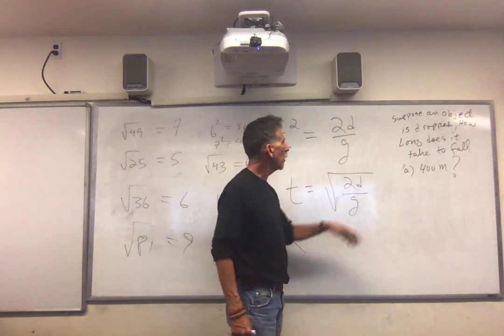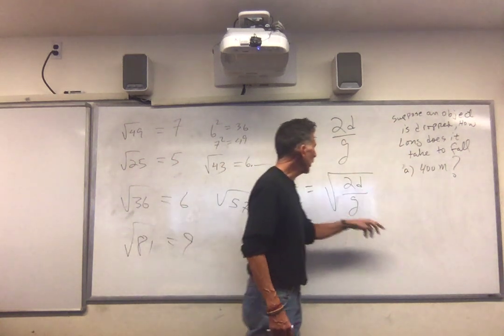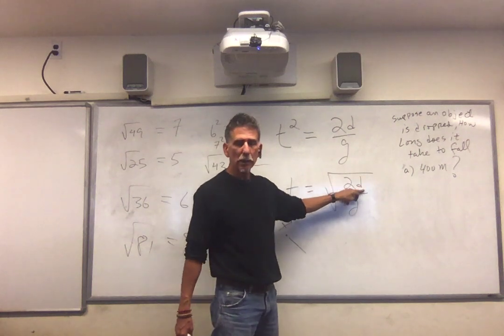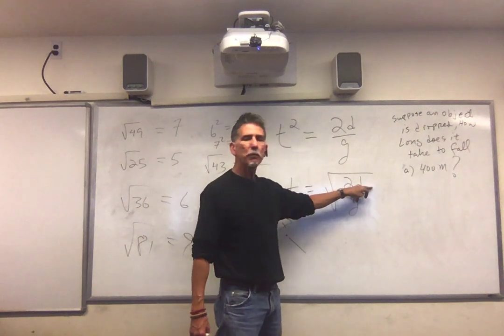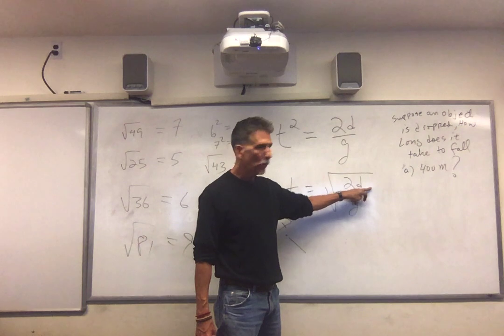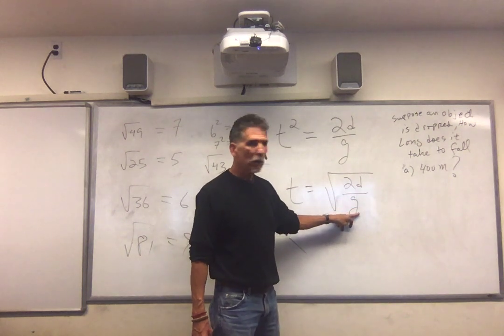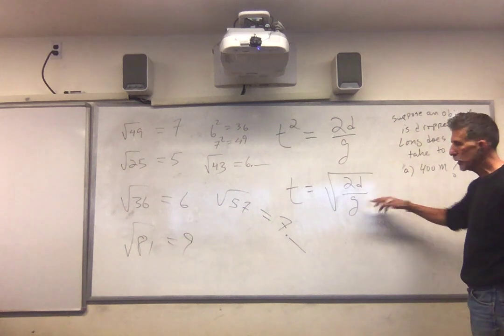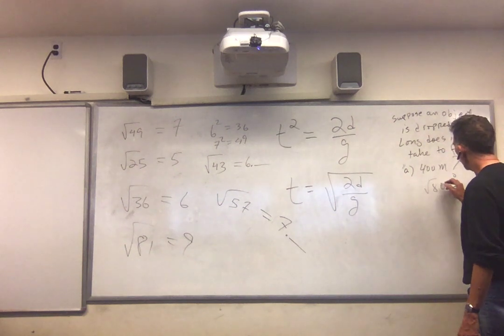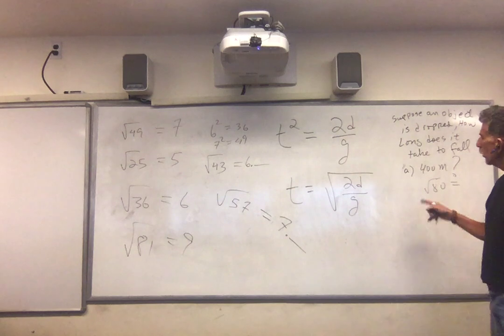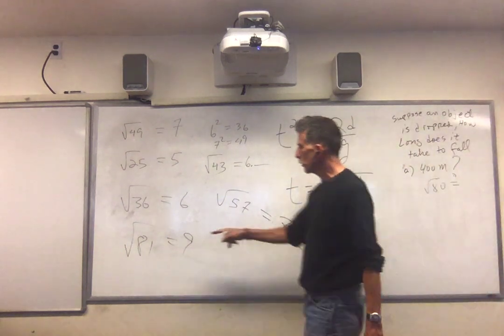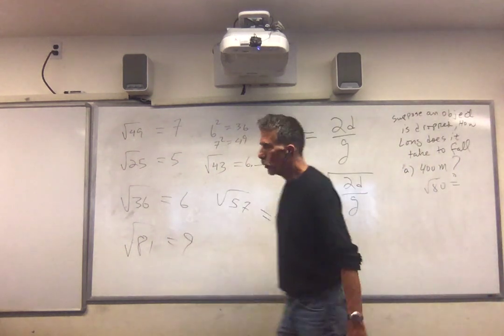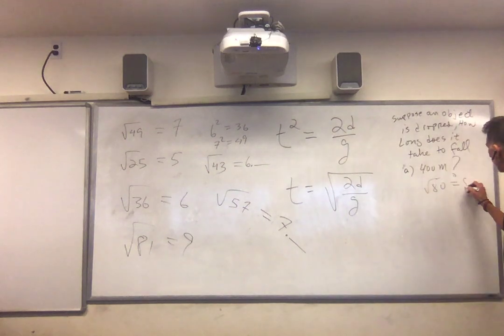But let's look. 400 meters. So what am I telling you? I'm telling you the distance. What is 2 times 400? 800 divided by 10. So here, what we need is the square root of 800 divided by 10, which is the square root of 80. What's the square root of 80? I don't know, but it's very, very close to 9, right? So it's probably something like 8.9, something like that. See that?